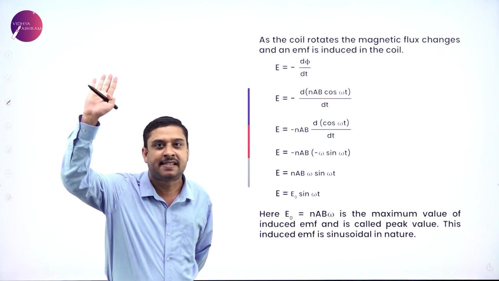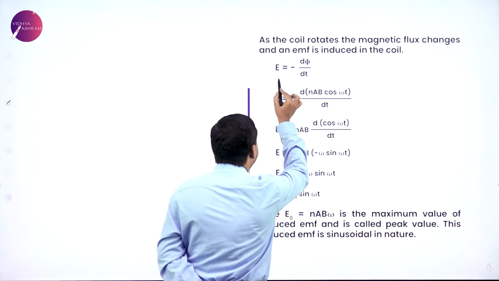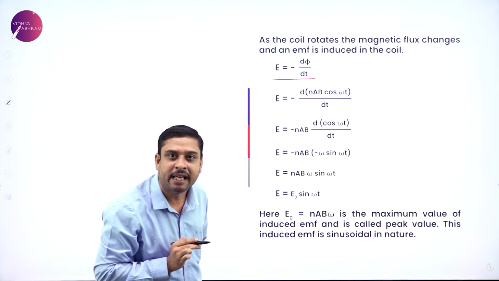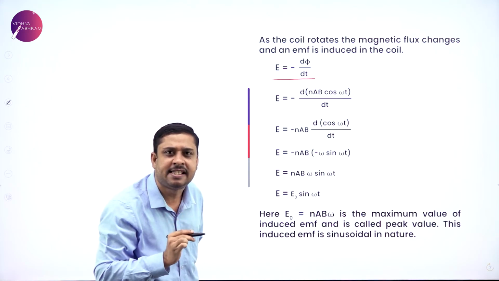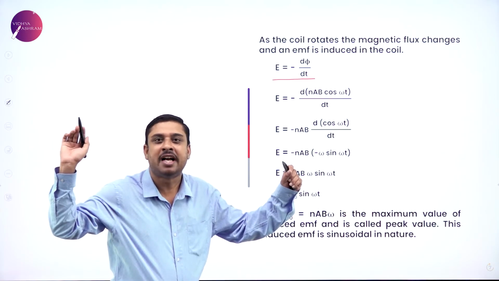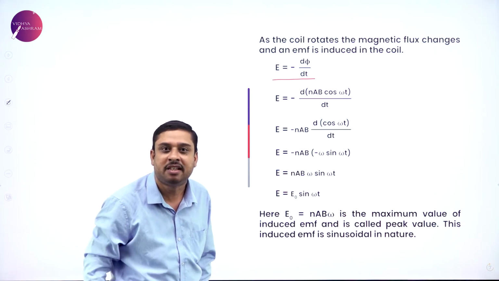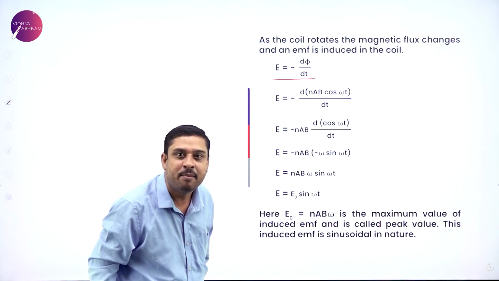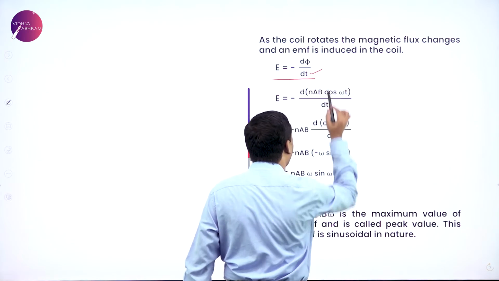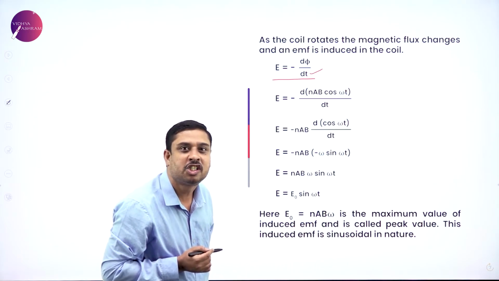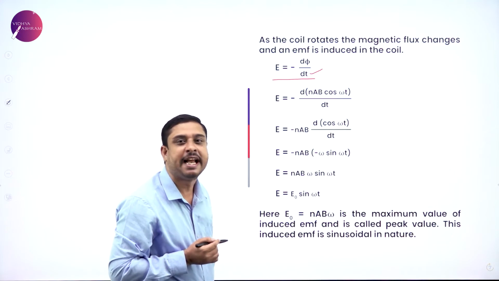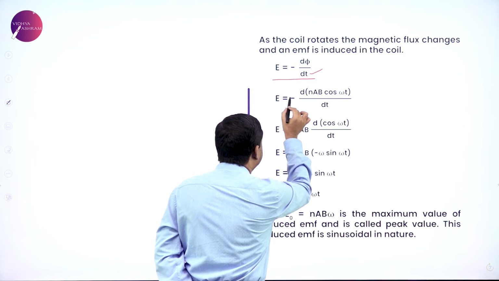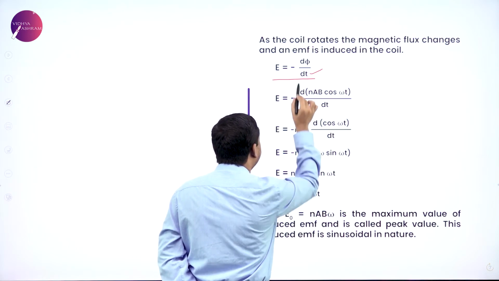Sir, it is Faraday's second law. Good. E is minus d phi divided by dt. What is that negative sign signifying? Sir, the consequence of Lenz's law. Good. The direction of the induced EMF is always opposite to the cause producing it. Therefore, negative sign. Now, so E equals minus d.